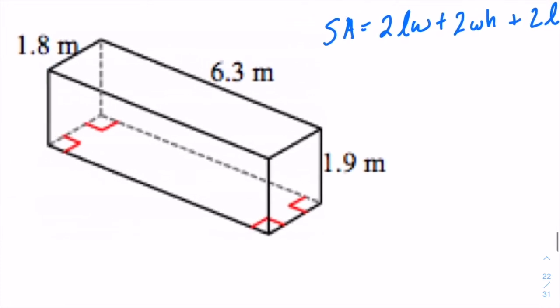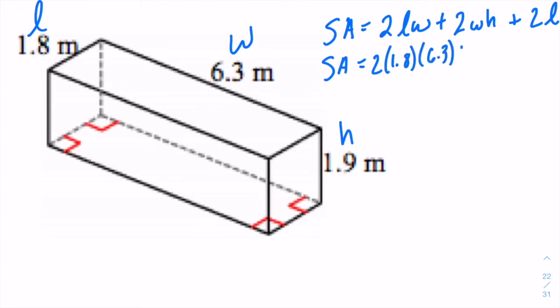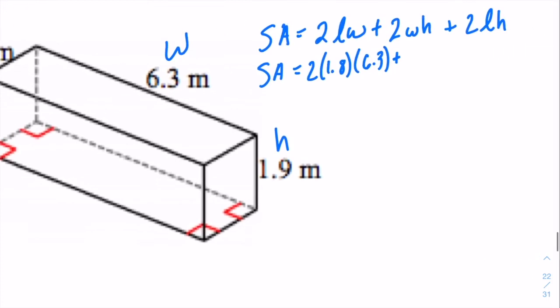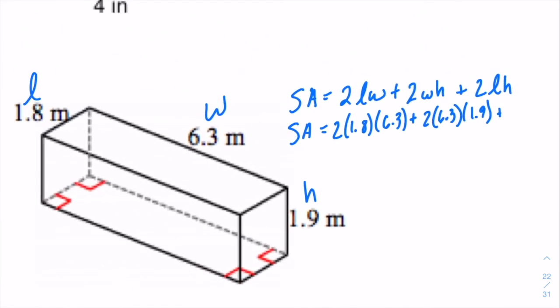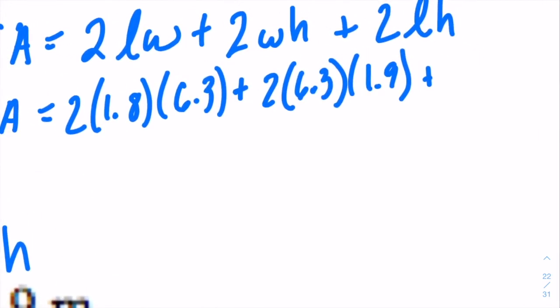Okay, so I'm going to go ahead and say length, width, height, just to keep them clear. All right, so length times width is going to be 2 times 1.8 times 6.3. Plus width height is going to be 2 times 6.3 times 1.9. Plus, length height is 1.8 and 1.9. 2 times 1.8 times 1.9. Terrific.